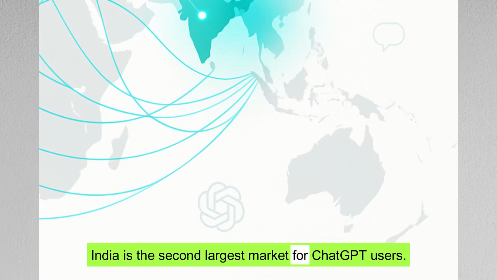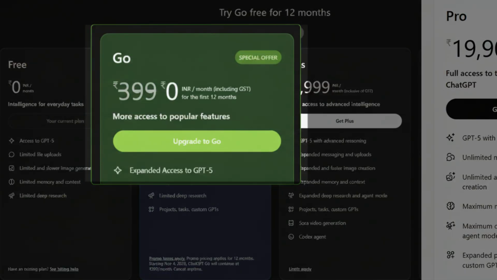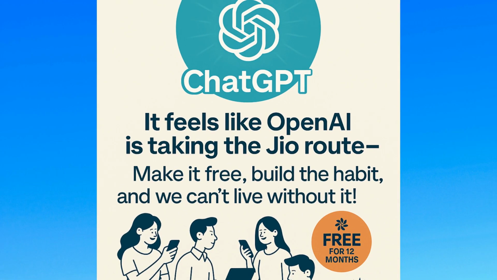market for ChatGPT users. Now OpenAI has officially launched the ChatGPT Go Free Plan worth 399 rupees per month, completely free for 12 months. Feels like OpenAI is taking the Geo route. Make it free, build the habit, and then we can't live without it, just like data after Geo came in.